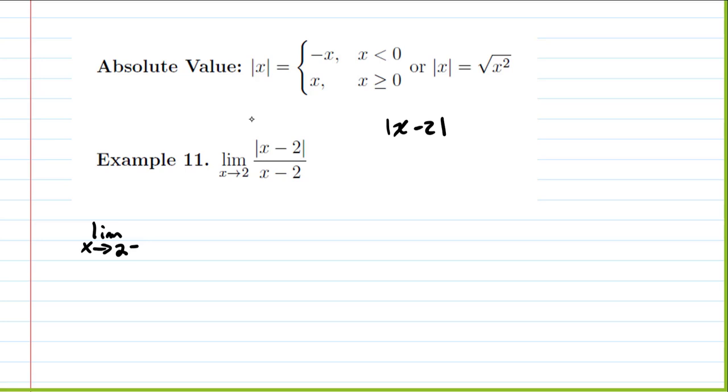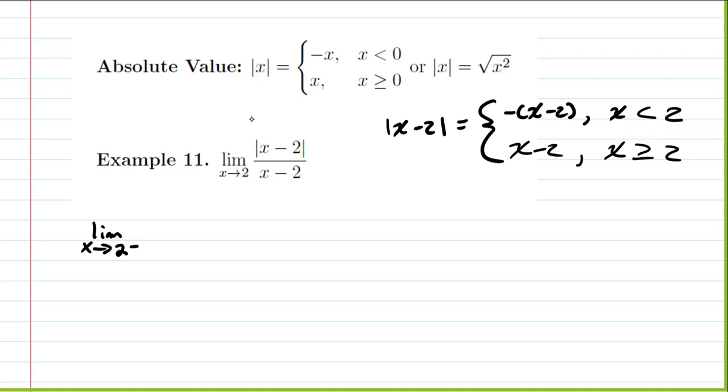Well, x minus 2 shifts everything to the right 2 units. So we're going to end up with the negative of x minus 2, and this is if x is less than 2, and we're going to have x minus 2, and this one is going to be if x is greater than or equal to 2.